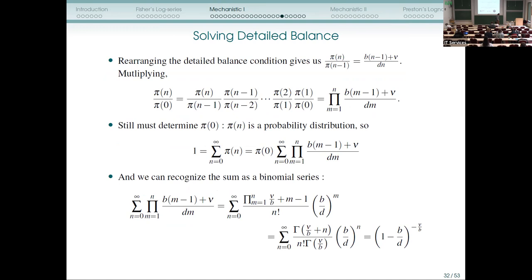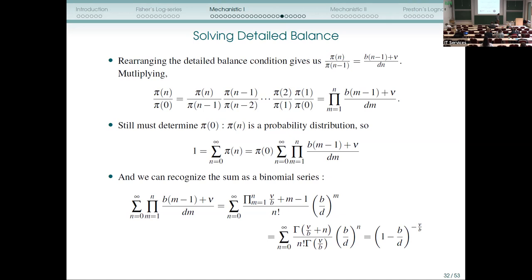Well, I want to know ultimately pi n for all n. The ratio of pi n to pi 0 is the product, n to n minus 1, n minus 1 to n minus 2, and so on. But this equation tells me how to fill in every one of these things here. It gives me this expression here on the right. Now, I still have to figure out what pi of 0 is, because I've got pi n over here, got something nice and pinned down over here. But pi of 0 right now is still an unknown quantity. It's just multiplying through everything at the moment.